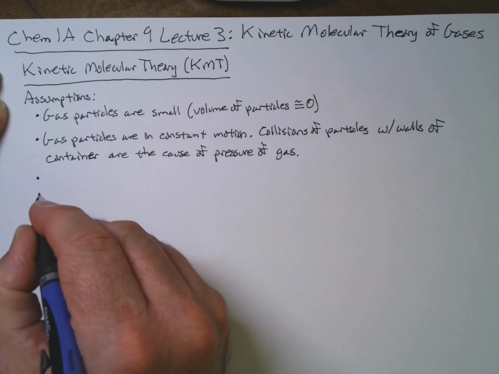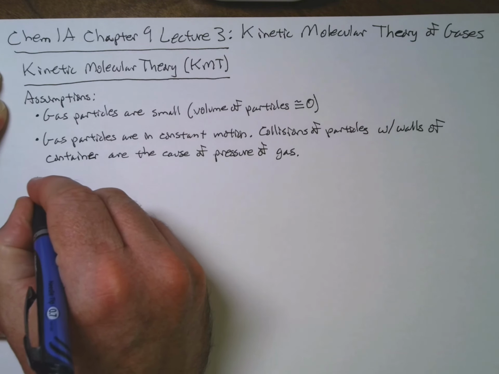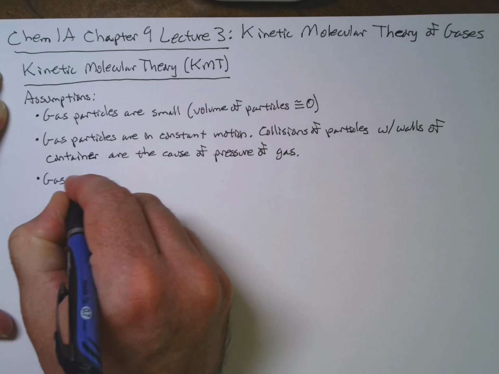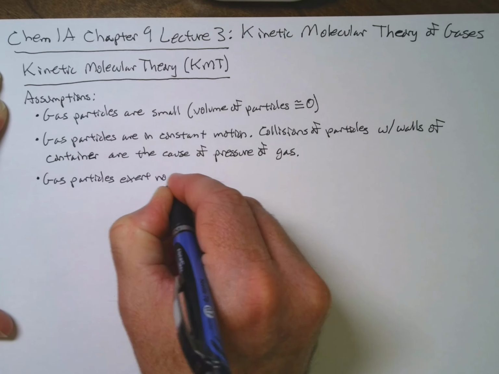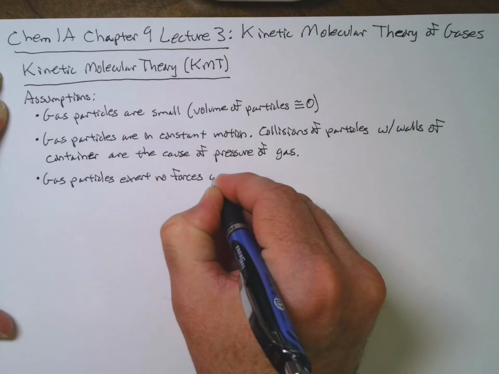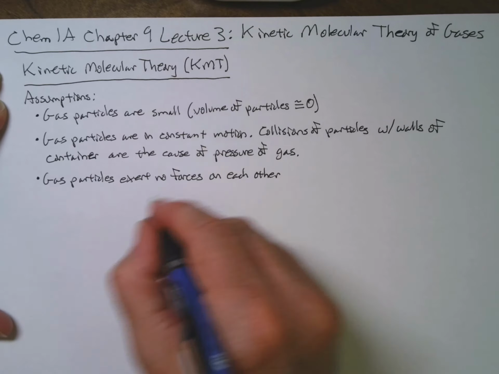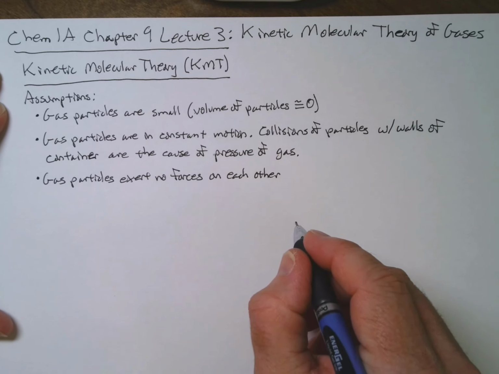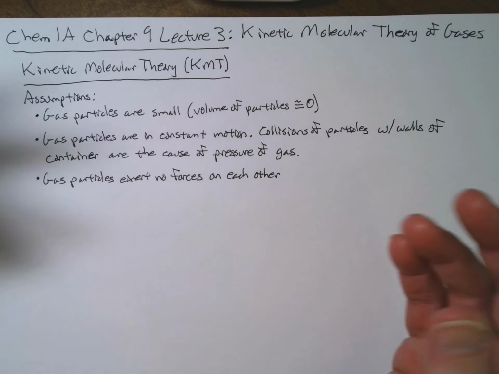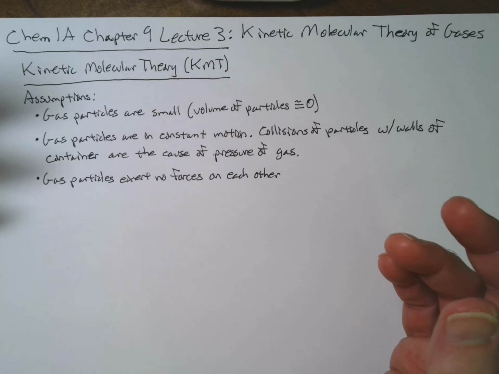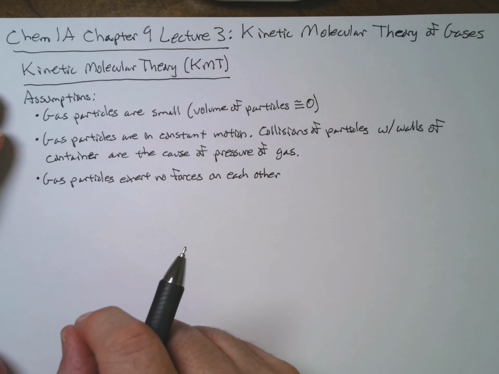Next, we say that the particles don't see each other. We're going to assume they exert no forces on each other. That means when they go zipping by each other, they pass by with no effect. Now, if they collide with each other, they'll bounce back in an elastic collision. But if they just pass close, there's no attractive or repulsive force.